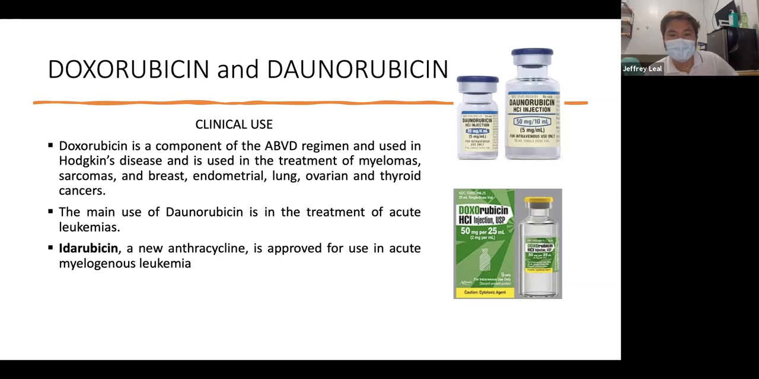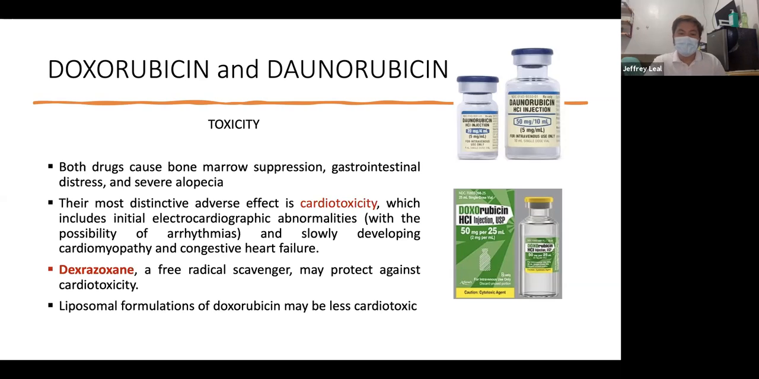But the main use of your daunorubicin is the treatment of acute leukemias. Okay? Idarubicin is a new anthracycline that is used, and this is approved for the use in acute myelogenous leukemia. So both drugs can cause bone marrow suppression, gastrointestinal distress, and severe alopecia. Their most distinctive adverse effect is cardiotoxicity, which includes initial electrocardiographic abnormalities, possibly arrhythmias, and developing cardiomyopathy and congestive heart failure.